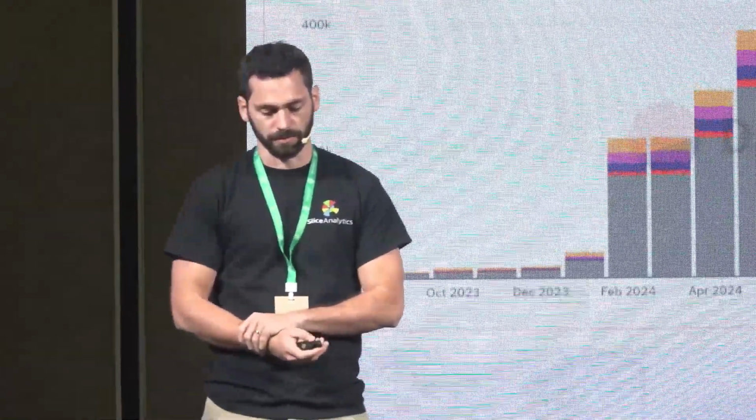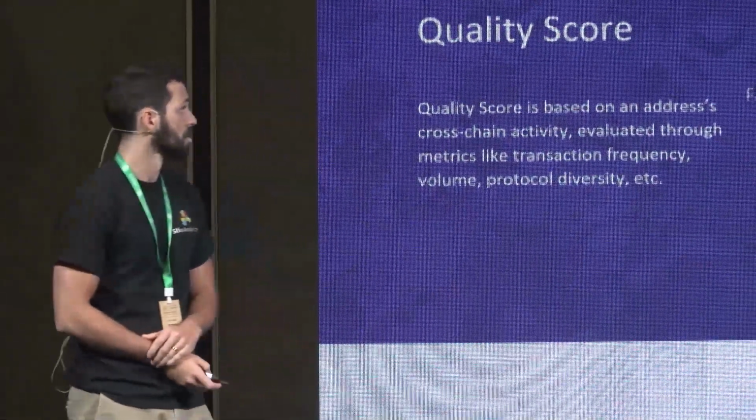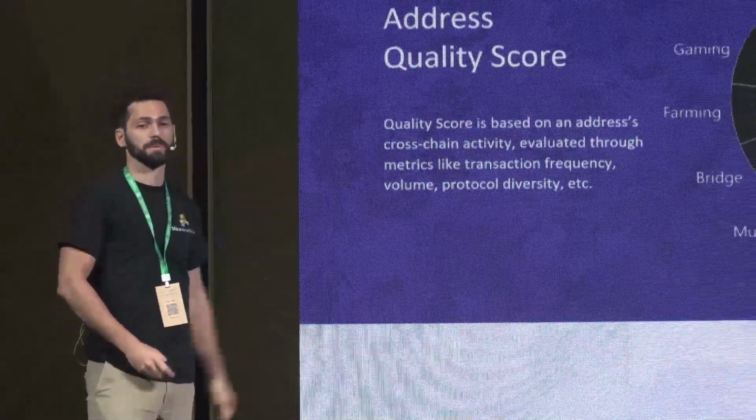I'm going to jump past a bunch of slides here, so I apologize. The way we've built this model is, we know who the top 1% of perpetuals users are.